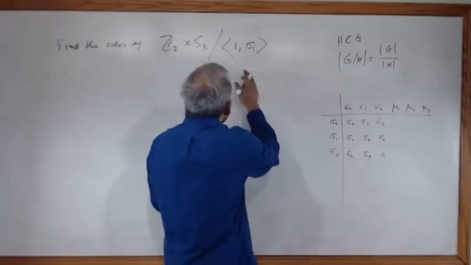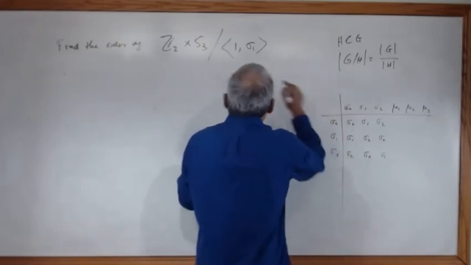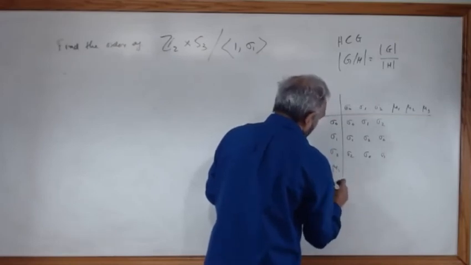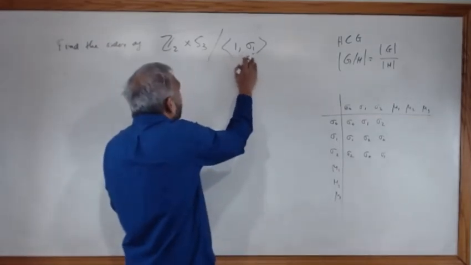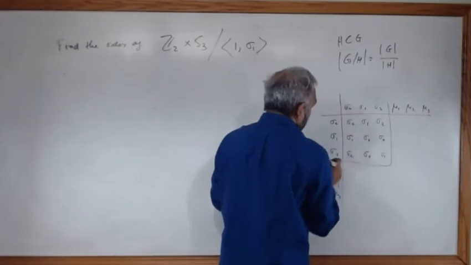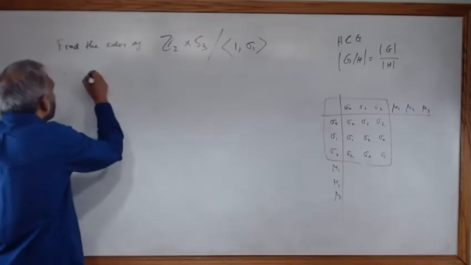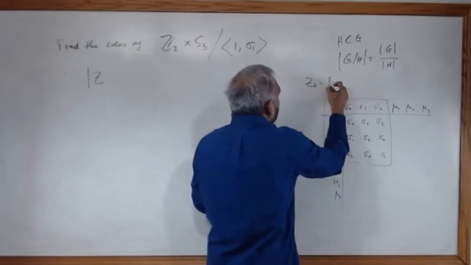And I have done a partial multiplication table of S3. We don't need the other part, so I don't want to fill it. You have mu1, mu2 and mu3, because we are going to see only the subgroup generated by sigma 1, and sigma 1 is generated in this area. So here the order of Z2, what is Z2 again? Z2 is equal to {0, 1}.